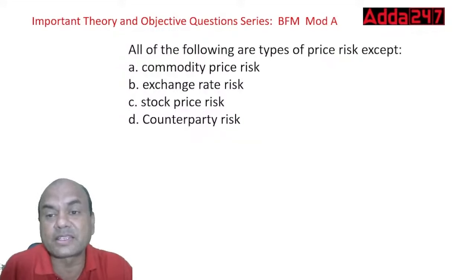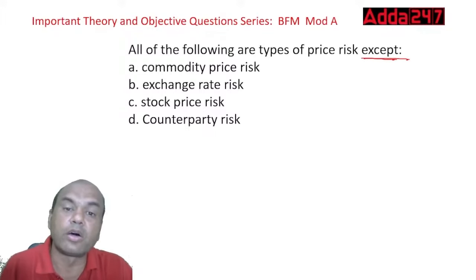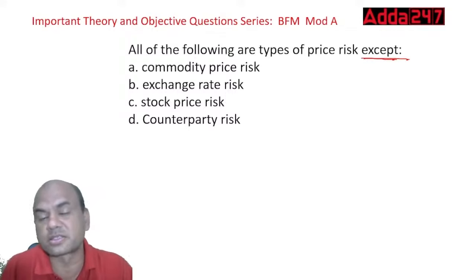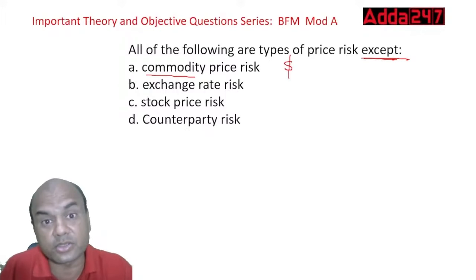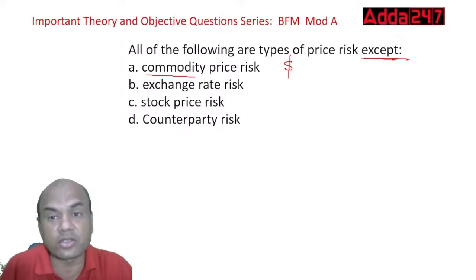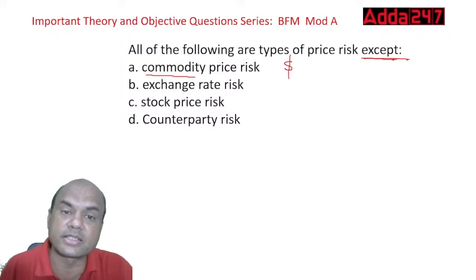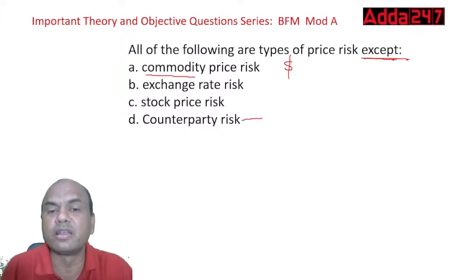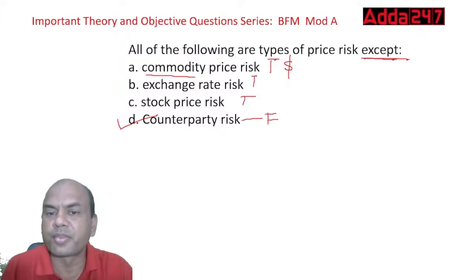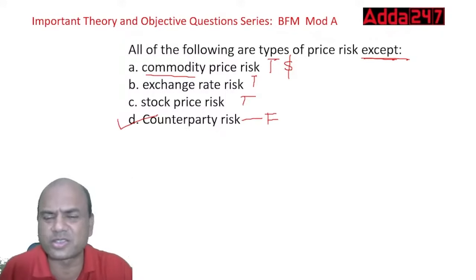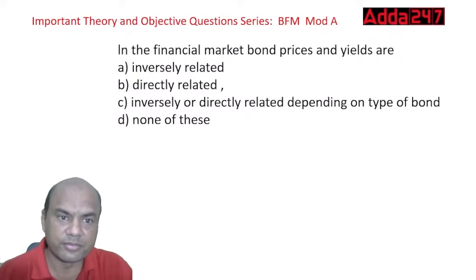All of the following are types of price risk except, so which is not a type of price risk? Price risk means what? Commodity price risk, the price of any commodity. What is a commodity? Commodity is anything. Dollar is also a commodity. Currency is also a commodity. So commodity price risk, exchange rate risk. That is also a price risk, because if the dollar rate or the exchange rate changes, definitely the price will change. Stock price risk and counterparty risk. Now it's typical. Counterparty is what? Just now we saw it, credit. So is it a part of price risk? No, isn't it? So this is the answer. These all are true, and this one is false, and we want the false one, which is not a type of price risk. Obviously stock price risk is a part of price risk only.